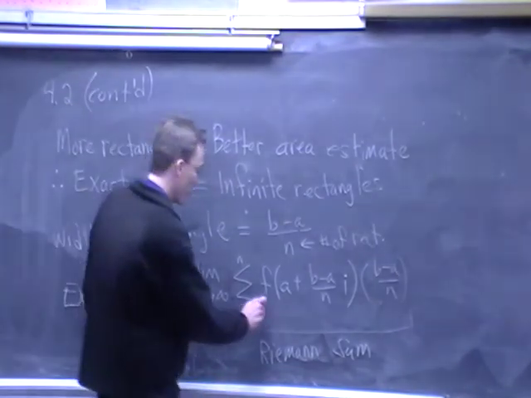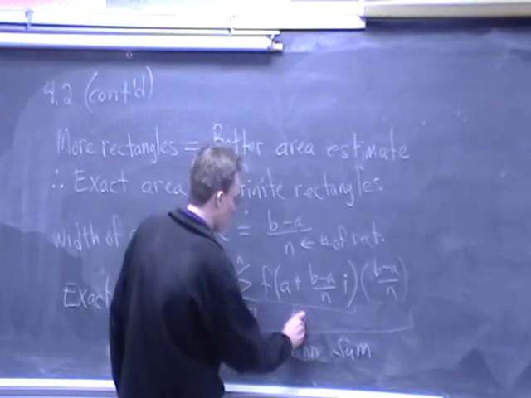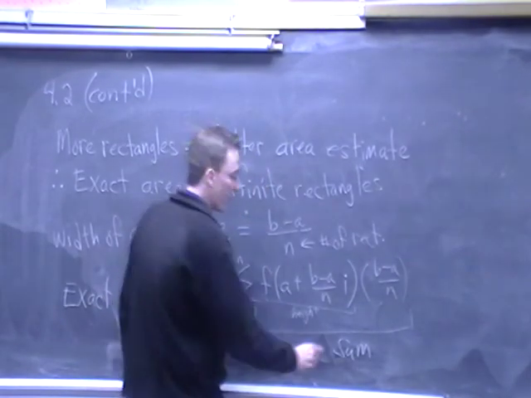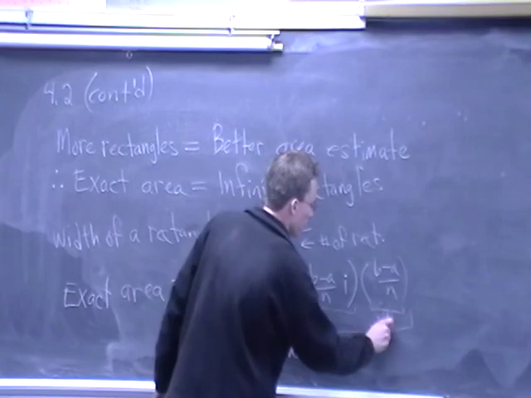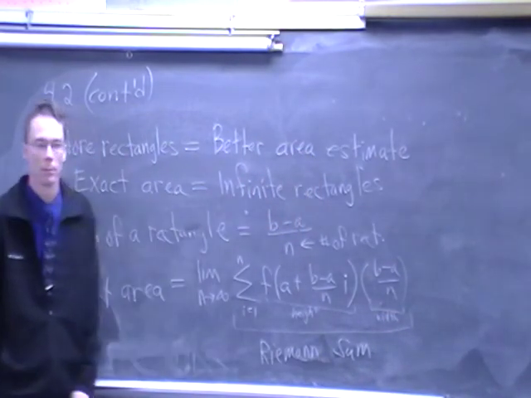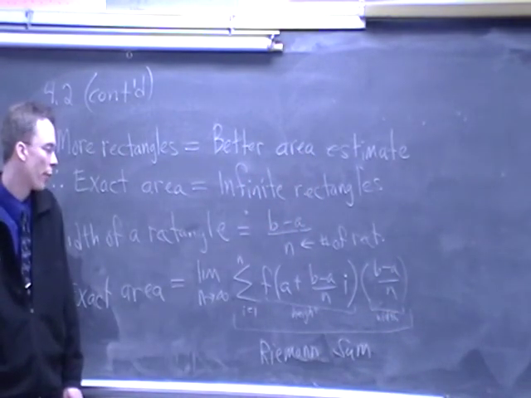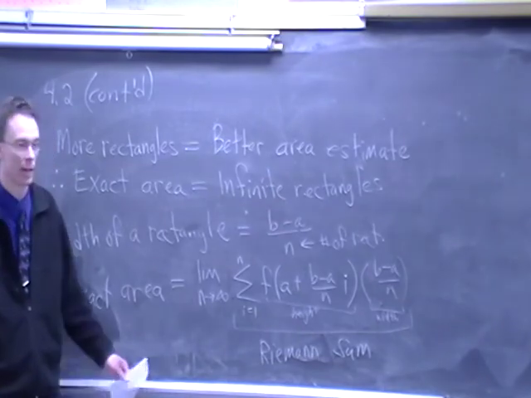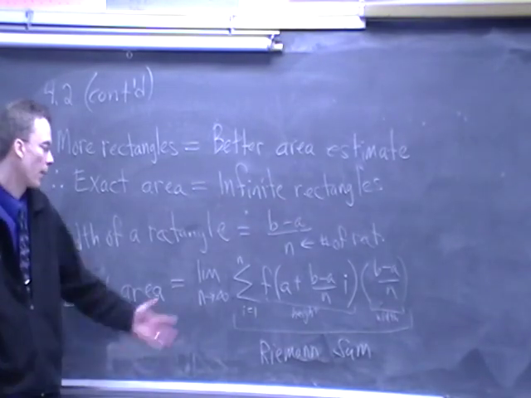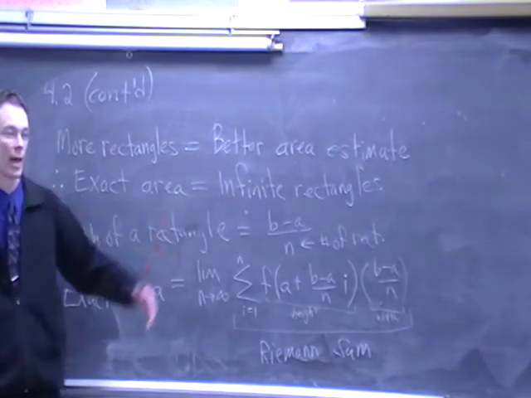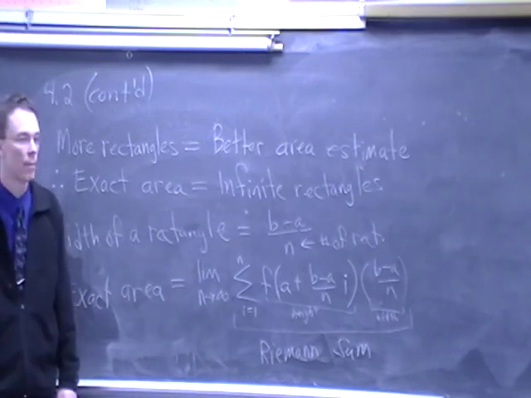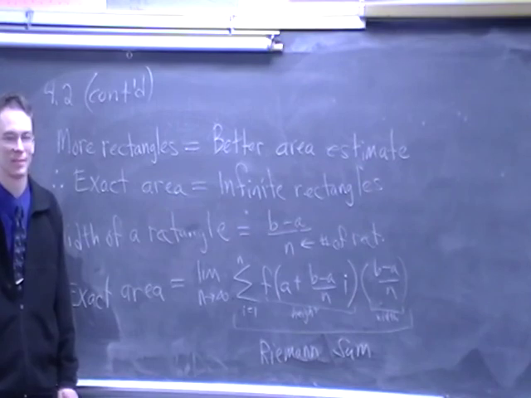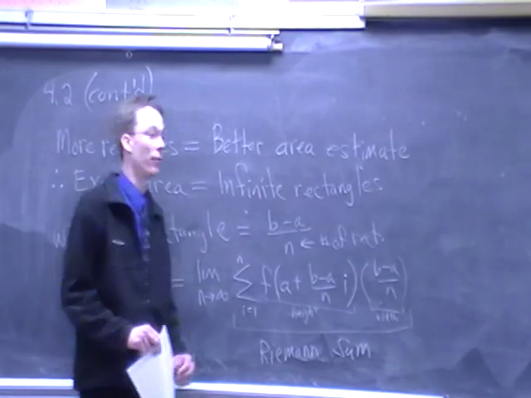So this much gives you the height of a rectangle, and this much gives you the width. Multiplying the height and the width gives you the area, which is what you're trying to find. Adding up a whole bunch of them gives you the area of an entire region. How are we doing? All right, so example time.